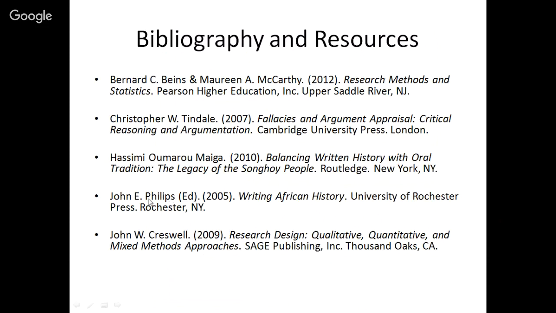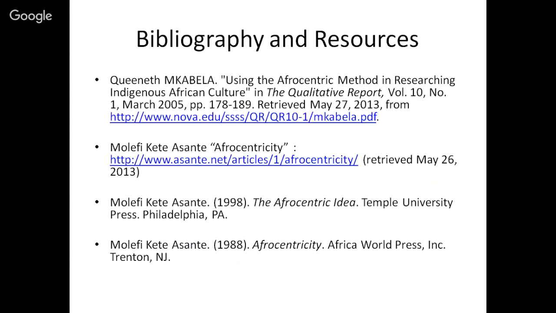And then you should have this book here, Jardy Phillips, Writing African History. That's one of the books that you can download. There's another text, Balancing Written History with Oral Tradition. Here's a book that I was reading from, Fallacies and Argument Appraisal, Critical Reasoning and Argumentation. And Bernard and McCarthy, Research Methods and Statistics. I'm trying to see if that's part of one of your books as well. We won't necessarily read from it, but it's in your text.